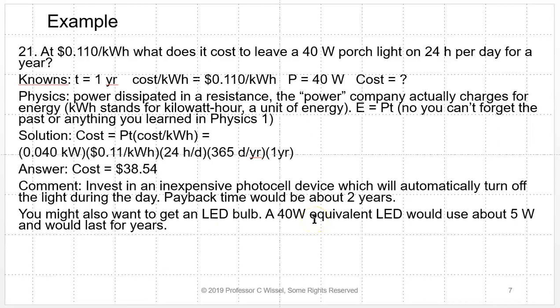A 40-watt equivalent LED bulb uses about 5 watts and would last for years. This would probably save you about half of this. This is going to save you 3/4.